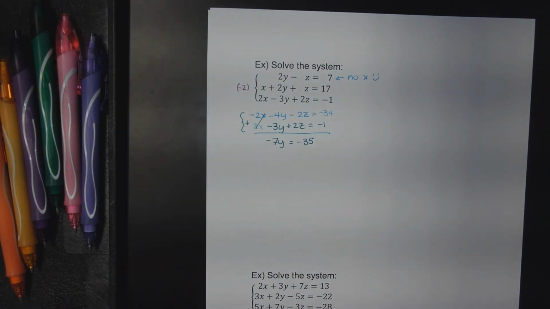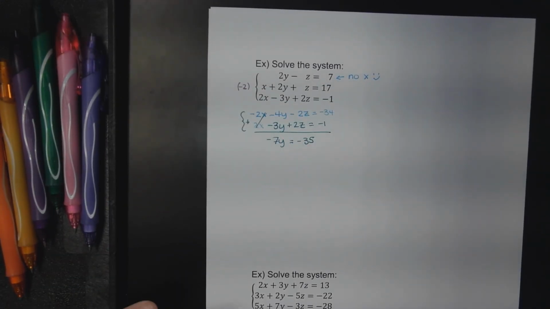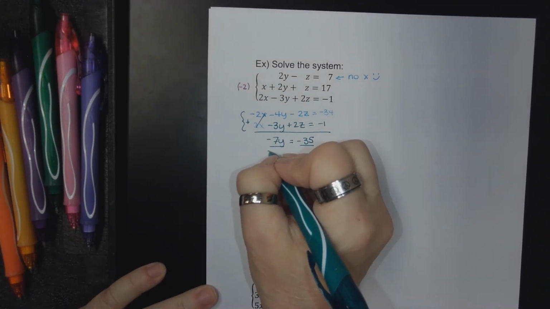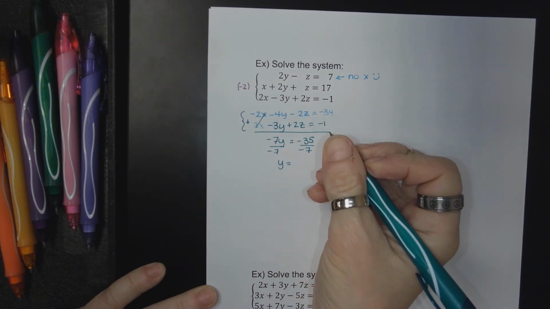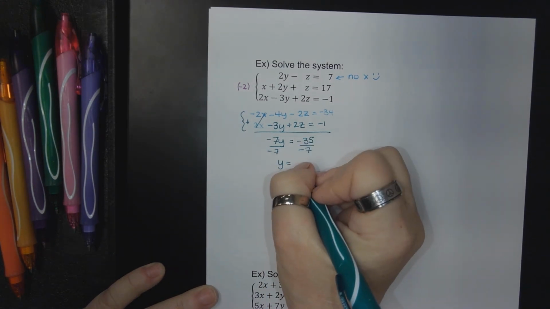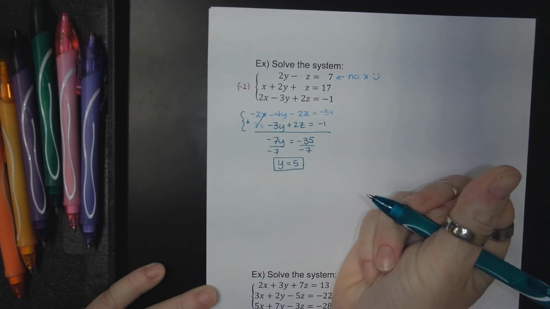So now this is one that you always want on the exam, right? Because now we don't have any x's or any z's, so we already have solved for y. So that's so awesome. Now we just divide by -7 on both sides. So y equals +5. Sorry, my bad. Getting all excited over here.